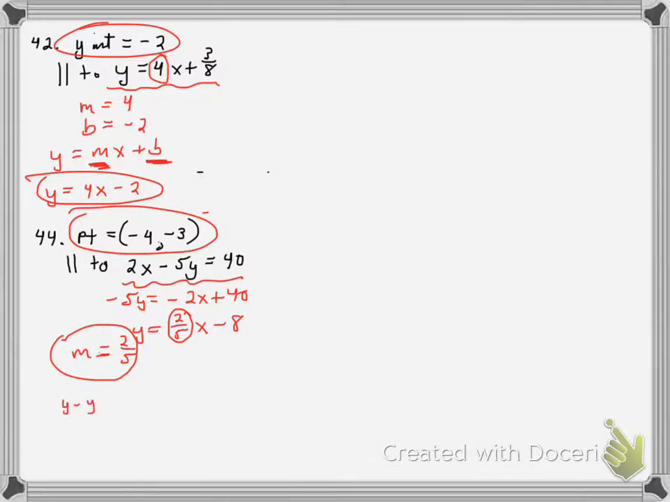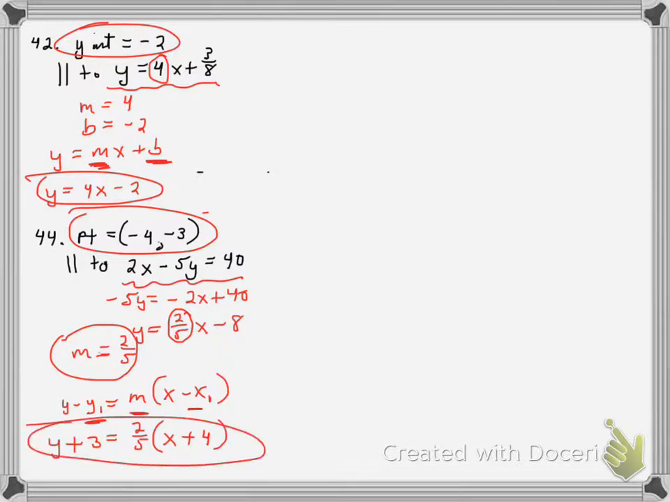y minus y1 equals m times x minus x1. Plug in for y, m, and x, and you go to your point. The y value is -3, so y minus a negative is y plus 3 equals the m, which is 2/5, times x. Go to your point. The x value is -4, so x minus a negative is x plus 4. And that's how you do it.